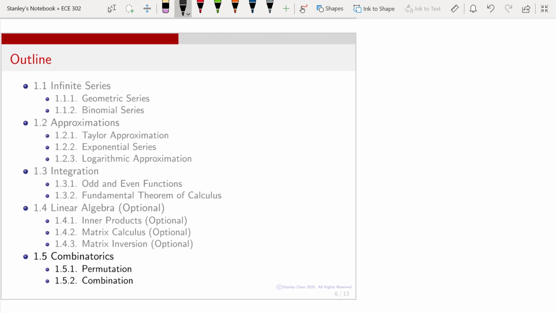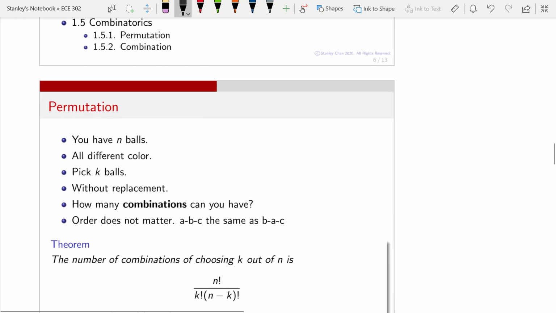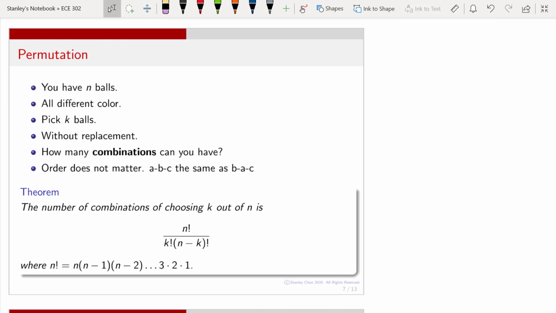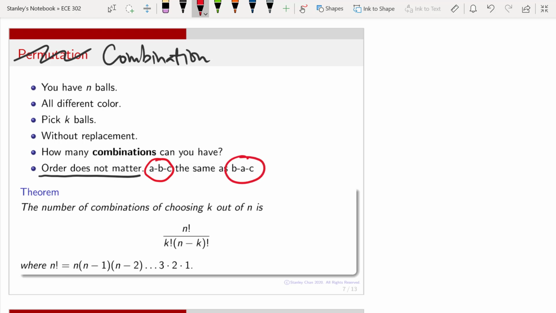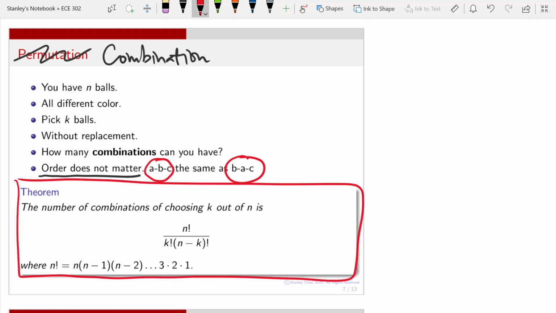The second half of this lecture is on combination. The combination is very similar to a permutation. Clearly, this is not permutation, this is combination. A combination says that the order actually does not matter. What I mean is that if you have ABC, that is going to be the same as BAC. And so we can ask, in this case, what would be the number of combinations you have? And the theorem says that the number of combinations is n factorial divided by n minus k factorial. You have one more factor of k factorial in the denominator.